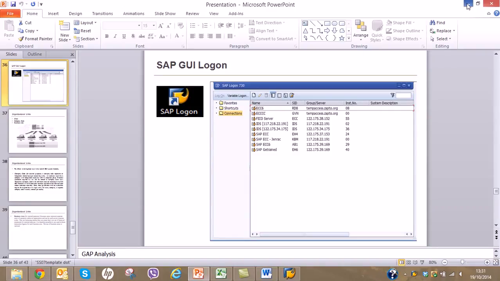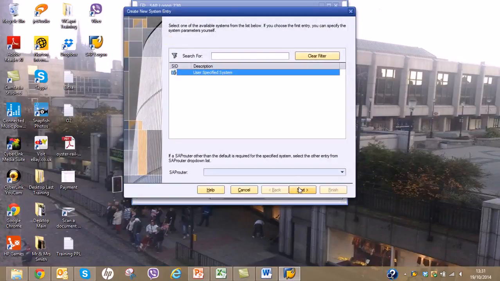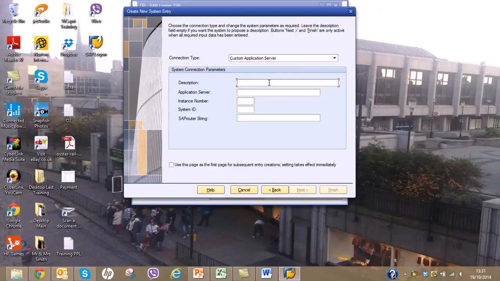For example, if you want to make a connection, you can click on this button, New. Once you install it, there will be no connections. In order to create a new connection, click on New and then Next, and here you give the description, which can be anything, like your name. The connection type should be custom application server. The name, instance number, and system ID will be given to you by the company.